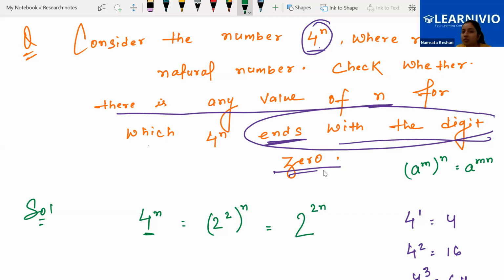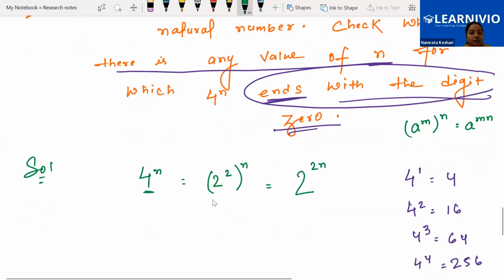So far what we have done is just apply the law of exponent. We have written 4 in exponent form, that is 4 can be written as 2 to the power 2, and then we have applied the law of exponent, so it will be 2 to the power 2n. So from here we realized that 4 to the power n can be written as 2 to the power 2n.